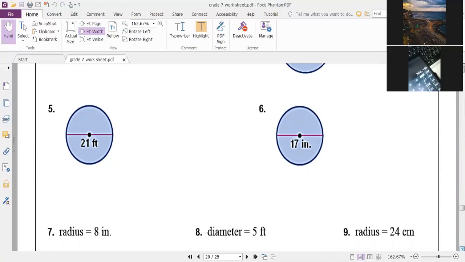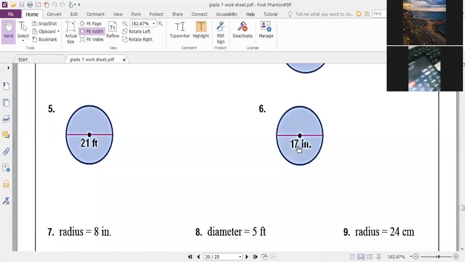The result here is 346.2. The next example: if the diameter is 17. So what is the diameter here? The diameter here is 17.